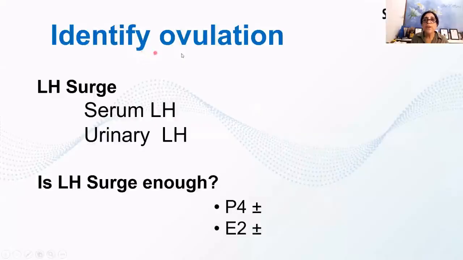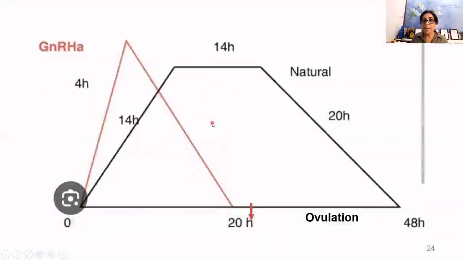So to identify ovulation in a natural cycle, how to go about it? The most basic method is to identify the LH surge. Now, identifying the LH surge can be from the serum or from the urinary LH surge. But the urinary LH surge has its false positives and negatives. It is not the best way to monitor the time of ovulation. And if you're going to monitor serum LH, then is serum LH enough, or do we need to add progesterone or estradiol when we are doing a natural cycle?